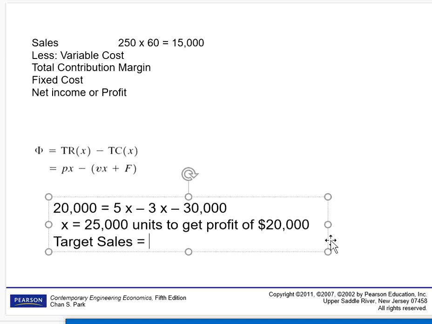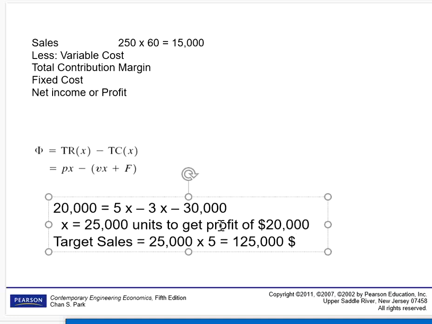How many units we are going to sell is 25,000, multiplied by, what is the unit price for one? It is 5. P is 5, given in this one, P times X, right? So times 5. So if you multiply this, you will get $125,000.